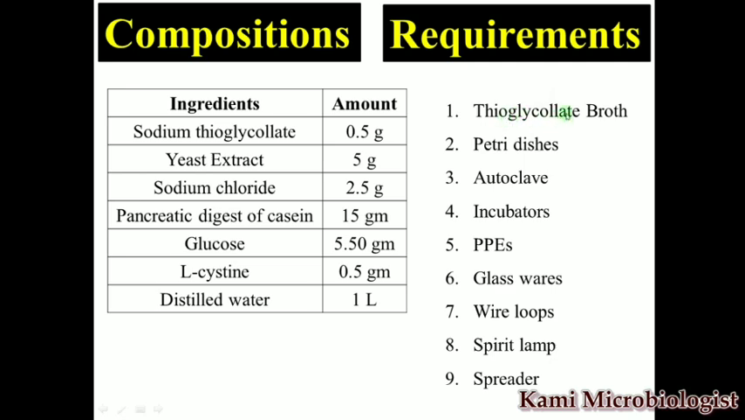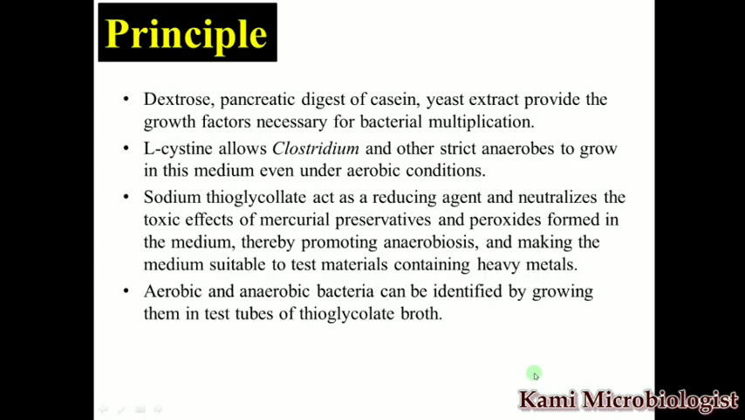We need thioglycolate broth that is available in a powder form, or dry powder form. We need test tubes in this case, not petri dishes. If you want to make thioglycolate agar, then we need petri dishes. We need an autoclave, an incubator, and personal protective equipment like goggles, gloves, overall, and cap. We need glassware like a conical flask, beaker, and graduated cylinder. We need a wire loop, spirit lamp, and spreader. These are the requirements.